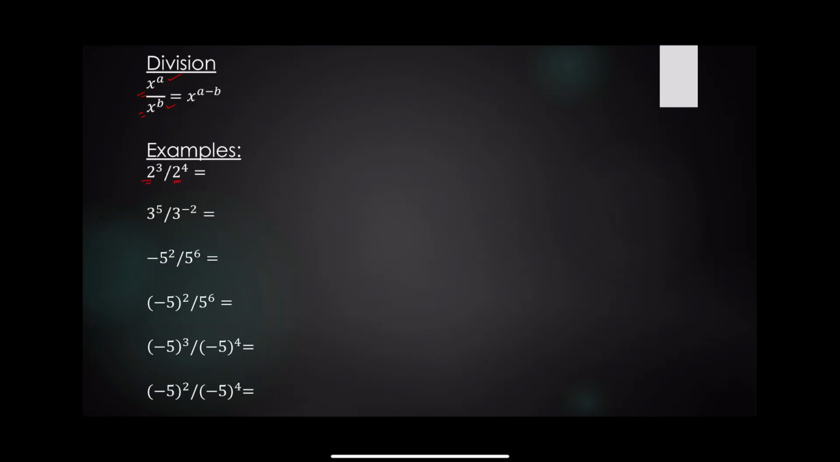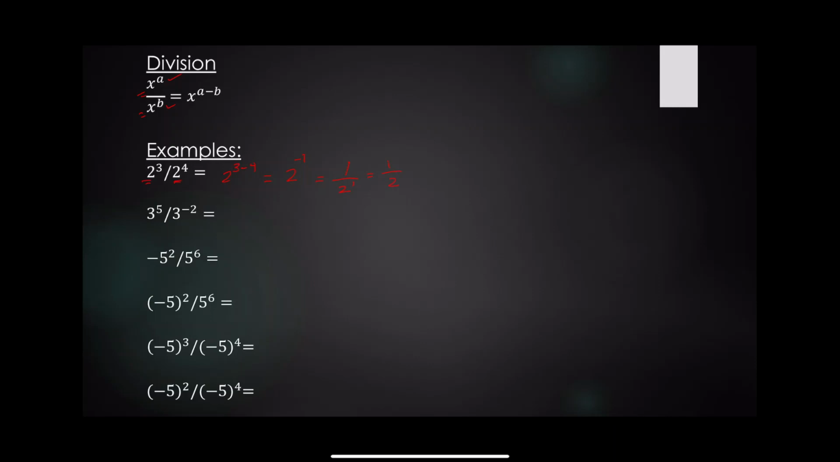Similar bases, 2 to the power 3 over 2 to the power 4. The answer is going to be 2 to the power 3 minus 4. Why? Because 3 in the numerator and 4 in the denominator, and we have the similar bases. So it's 2 to the power negative 1. We know that 2 to the power negative 1 is 1 over 2 to the power 1, which is the same as 1 over 2.